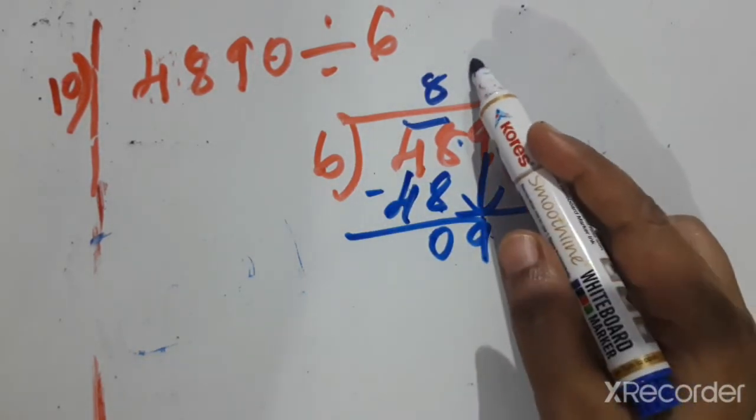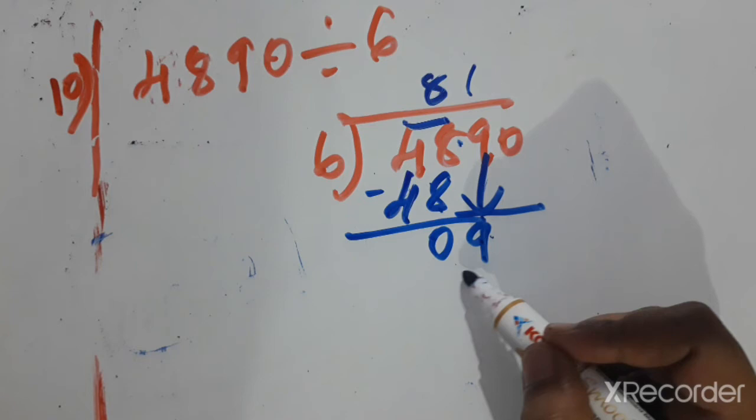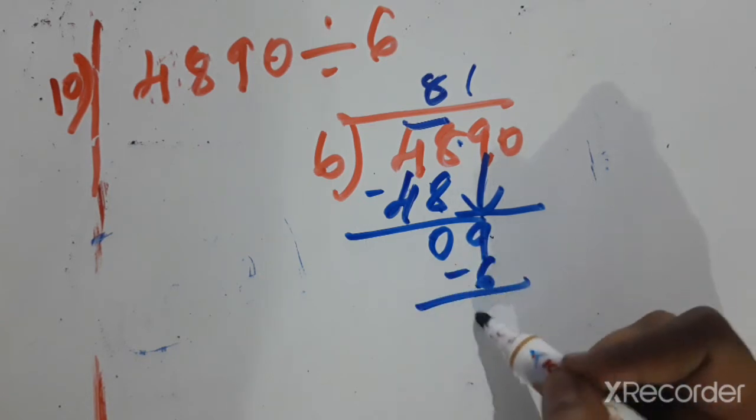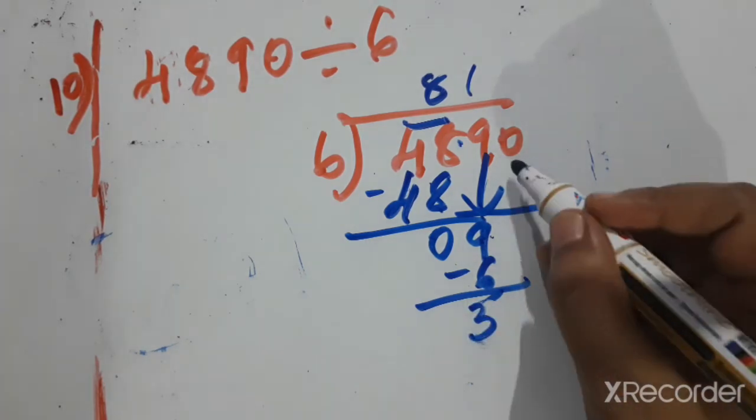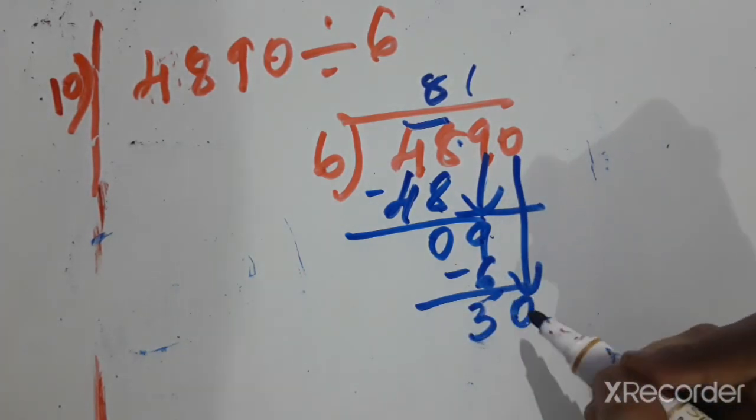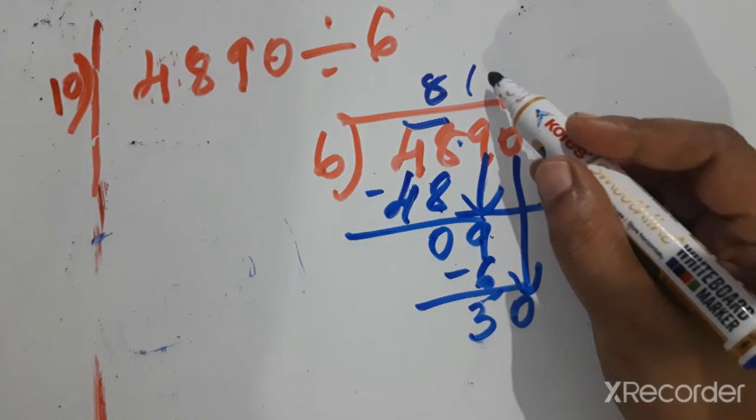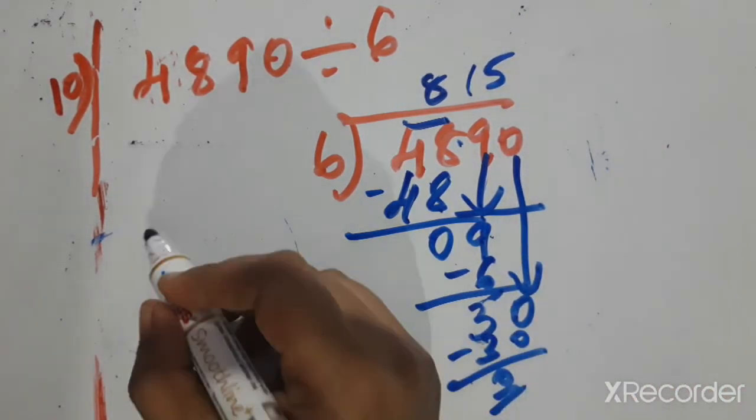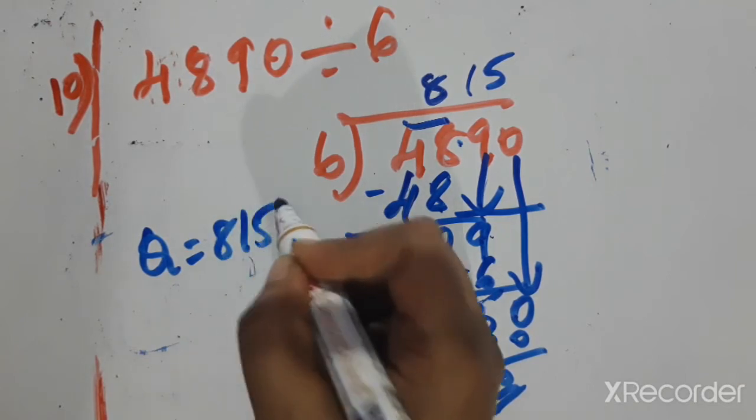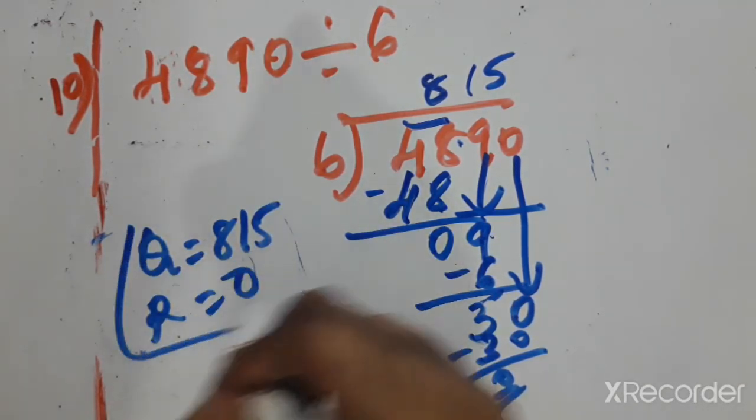6 1s are 6. 6 2s are 12, which is greater than this. So 6 1s are 6. 9 minus 6 is, sorry, 3. Bring one number down, that is 0. 30. 6 how much is 30? 6 5s are 30. Remainder is 0. Quotient is 815.